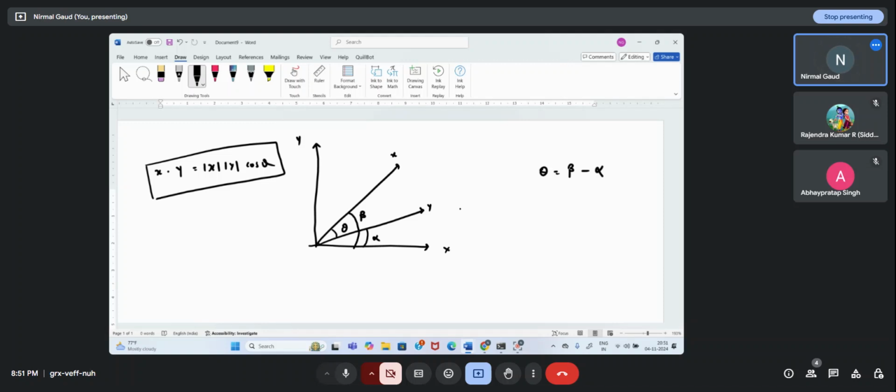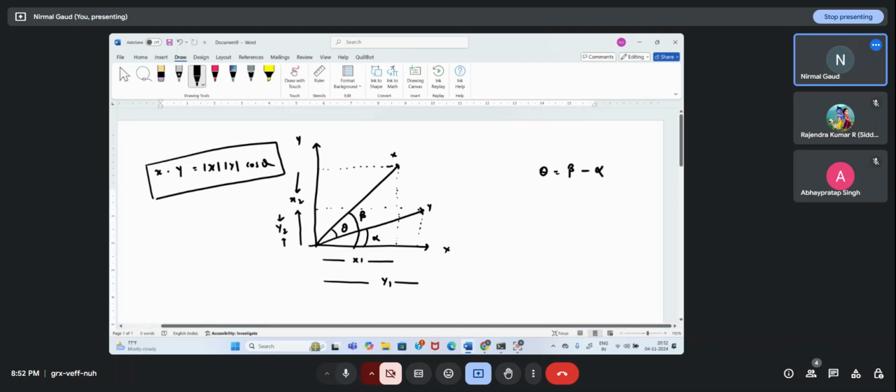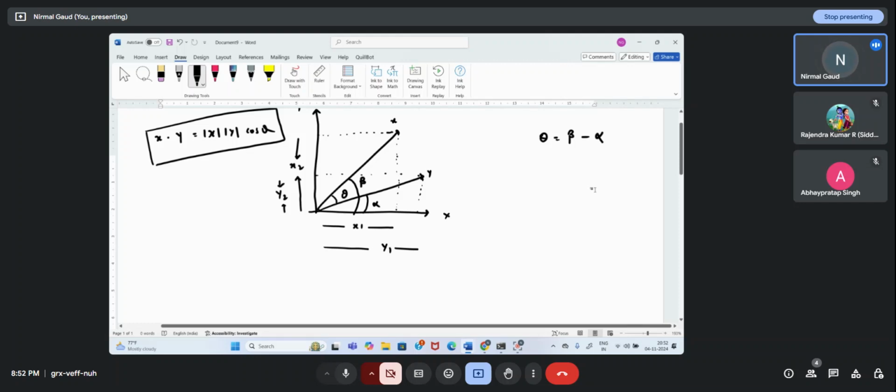One more thing. Let me drop the perpendiculars. So this much length is x1, this much length is x2, this much length is y1, and this much length is y2. Okay, so theta is equal to beta minus alpha.